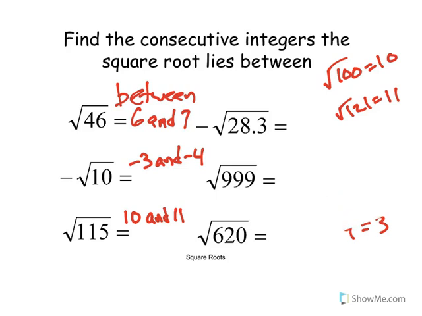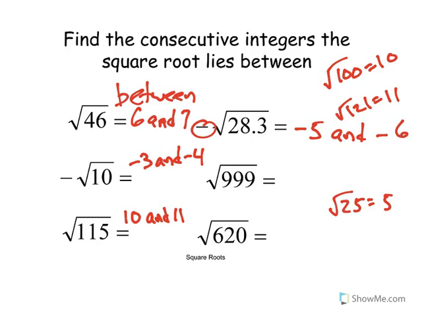So I'm going to say, okay, well, I know the square root of 25 is 5. So the square root of 28 is going to be like 5 point something. Now, since it's negative, it's going to be between negative 5 and negative 6. Right? Negative 5 squared is 25. Negative 6 squared is 36. All right, what about the next one? Well, I know the square root of 900 is 30.